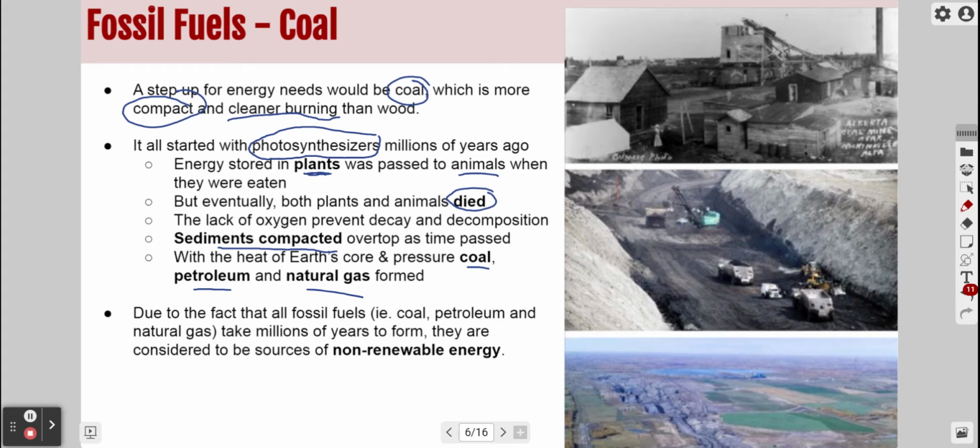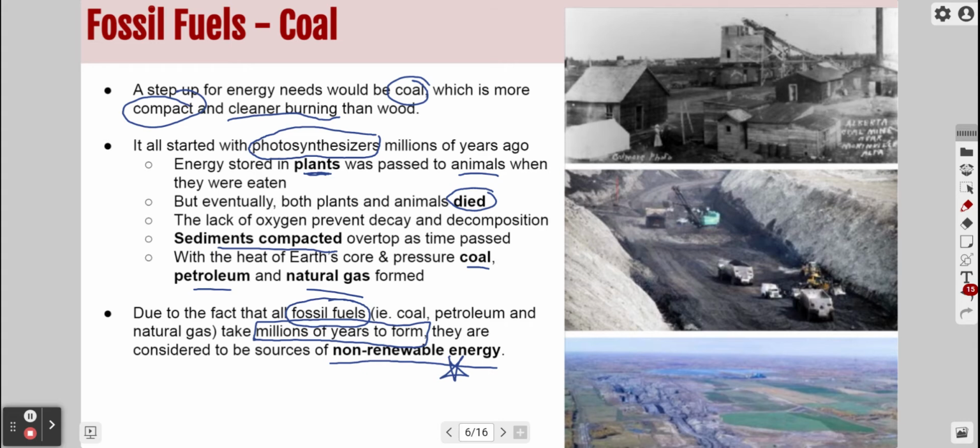These are all referred to as fossil fuels. Now, these take millions of years to form. We cannot form these in our lifetimes, unlike a tree, which can grow within our lifetime. Because they take so long, these are considered non-renewable energy sources. So coal is a non-renewable energy source.